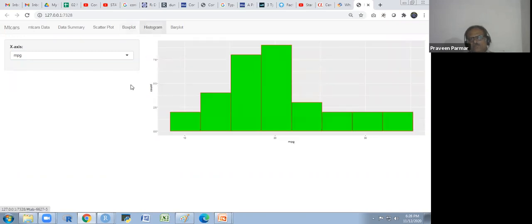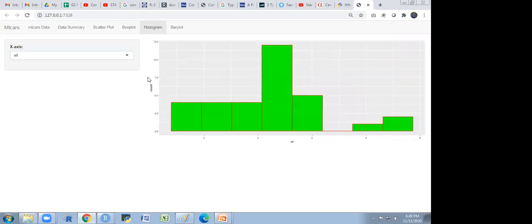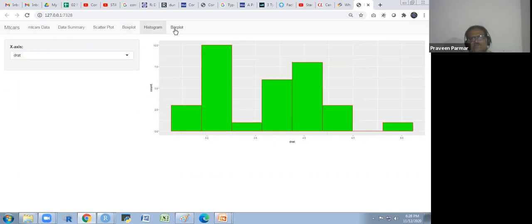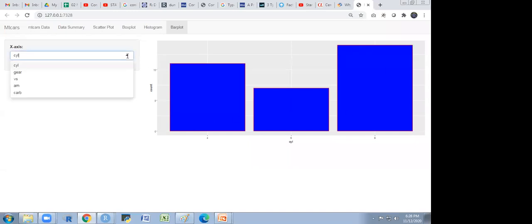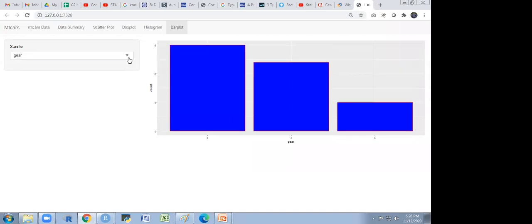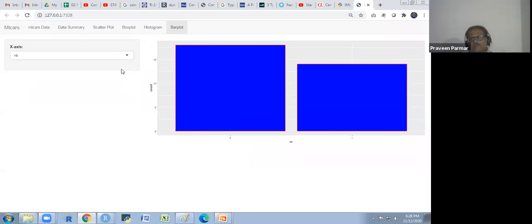The histogram I have created. A histogram we create only for continuous data, so you can create a histogram of any such variable. If you change it, you will see the change. Nice. And here is the bar plot. These are the bar plots we could create here. We could change the color. Many things are there.